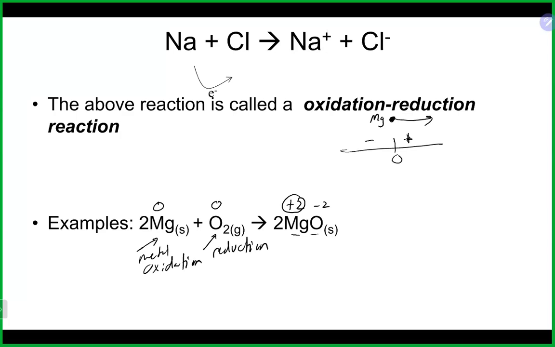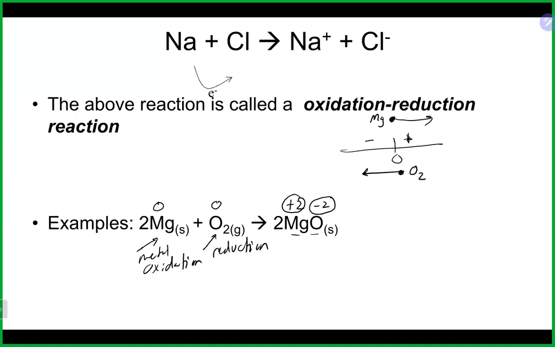And once again, you could do the same thing if you really wanted to. Oxygen is starting at 0 on the left-hand side. It's ending at -2. It's becoming more negative. The only way it can become more negative is you have to gain electrons, right? Because electrons are negatively charged. So as you gain electrons, you become more negative, and it is going through reduction.